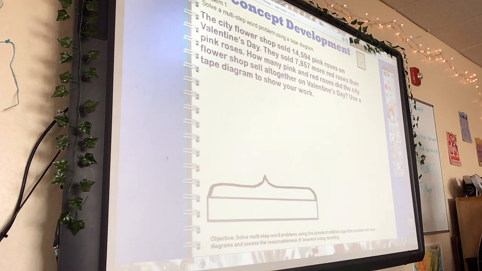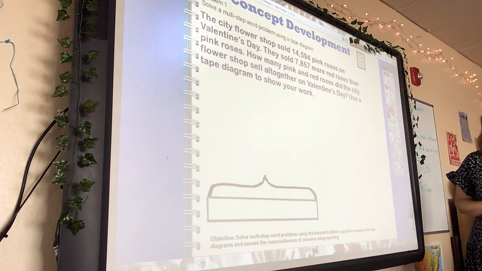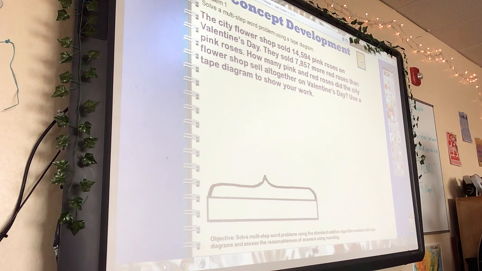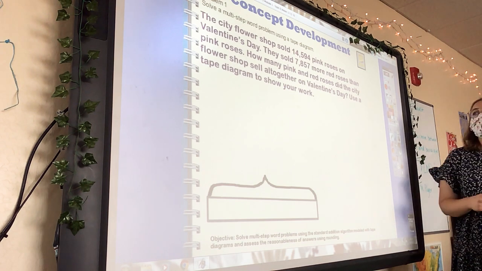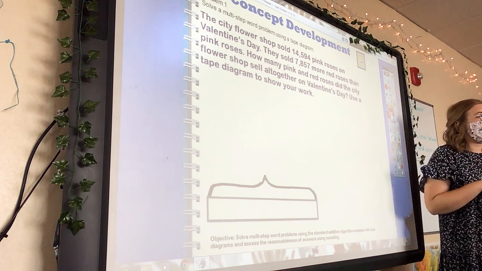All right, cool. So it says the city flower shop sold 14,594 pink roses on Valentine's Day. They sold 7,857 more red roses than pink roses. How many pink and red roses did the city flower shop sell altogether on Valentine's Day? All right, and it says use a tape diagram to show your work.